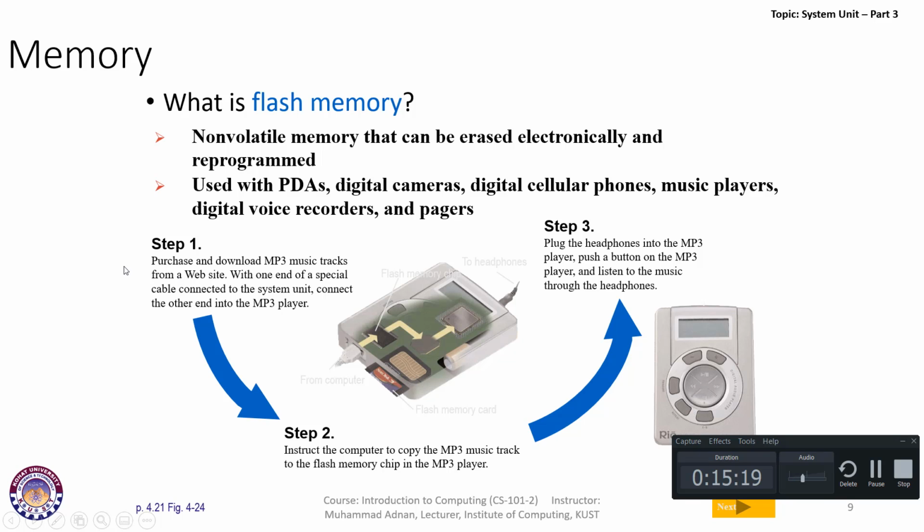So in step number one, you purchase and download an MP3 music track from the website, with one end of the special cable connected to the system unit. Connect the other end to the MP3 player. Instruct the computer to copy the MP3 music track to the flash memory chip in the MP3 player. Plug the headphone into the MP3 player, push the button on the MP3 player and listen to the music through the headphone. So you can connect this flash memory to this MP3 player. Whenever you do not want this data, you can erase it and then install some other data. So it's up to you.